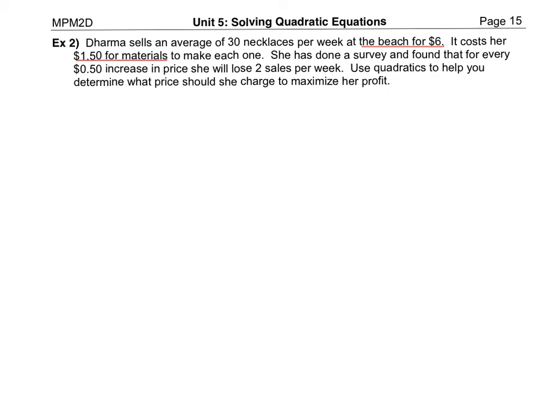She's done a survey and found that for every 50-cent increase in price, she's going to lose 2 sales per week. So instead of selling 30 necklaces per week, if she increased the price to $6.50 each, she would now only sell 28 necklaces. We're going to use quadratics to help us determine what price she should charge to maximize her profit. Okay, so in order to do that, we need to have some variables here.